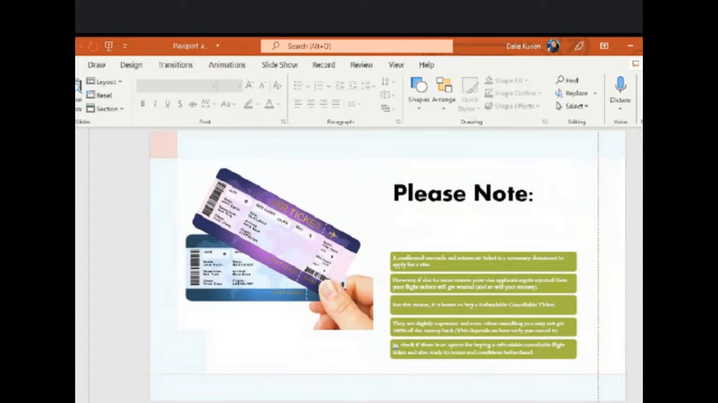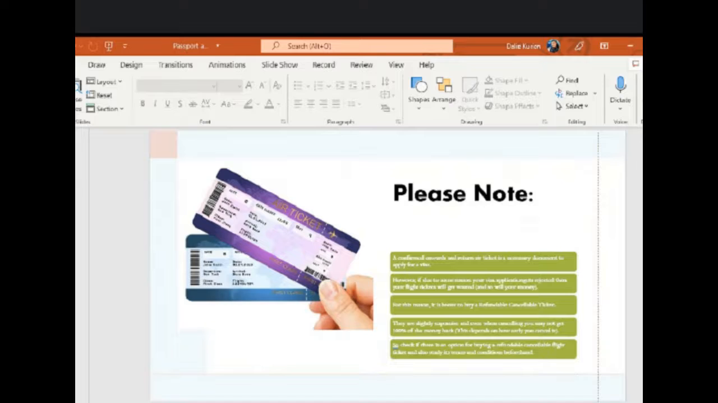There is a note here for your air ticket. A confirmed onward and return air ticket is a necessary document to apply for a visa. You should have a confirmed ticket for applying for a visa. However, if due to some reason your visa application is rejected, then your flight tickets will get wasted. Say you applied for your visa and it has not been accepted, there is a rejection, but you've already booked your flight. Now, what will you do? For this reason, it is better to buy a refundable, cancellable ticket. So don't go for a non-refundable one, go for a refundable one. If any such situation happens, you will be able to get back your money.